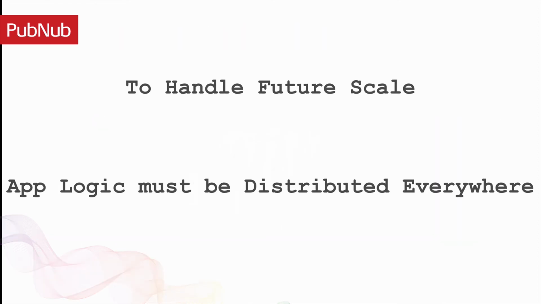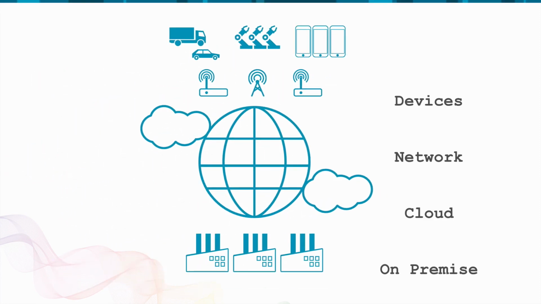I think that if you look at the way we have to build software for large-scale stream-based applications, application logic has to be distributed everywhere. And what that really means is that as we move forward, you're going to be putting business logic in the devices themselves, in the network and systems like PubNub, in your cloud, and potentially also on-premise.